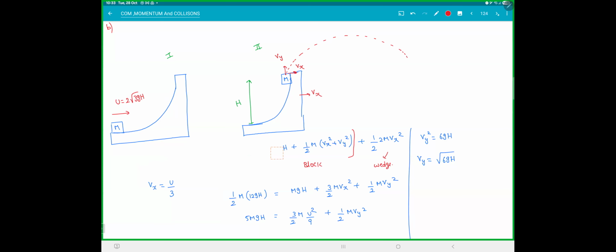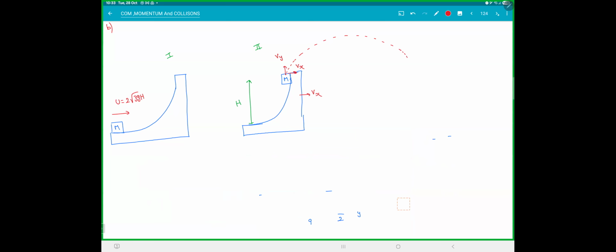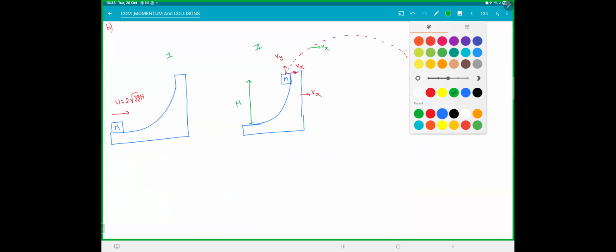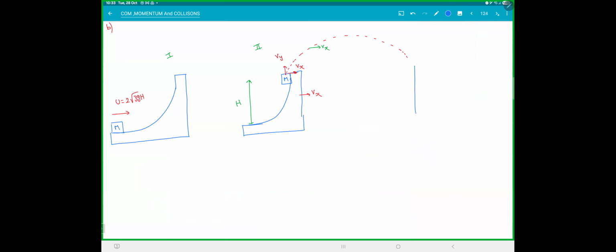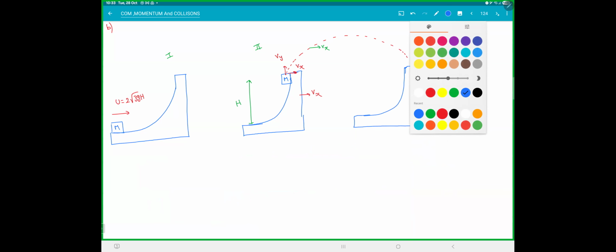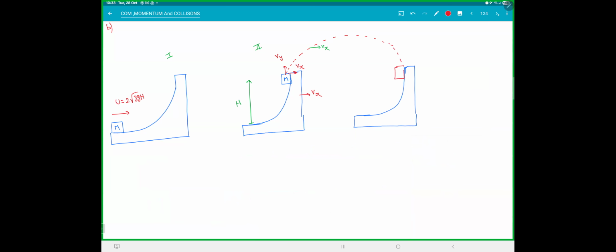And something interesting happens here. When the block flies in a projectile, tell me one thing. What is the wedge doing at the same time? At any instant, if you see, this block will have a velocity Vx. At the same time, the wedge will also have the same velocity Vx. So this block will come and exactly land on the wedge again. So here the block moves in a projectile.